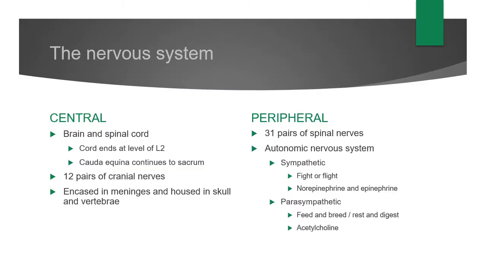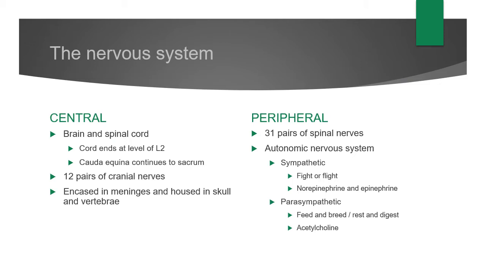The nervous system is divided into the central and peripheral branches. The central nervous system includes the brain and spinal cord. These are protected by the bones of the skull and spine, as well as a fibrous membrane called the meninges, and they're bathed in cerebrospinal fluid, or CSF.